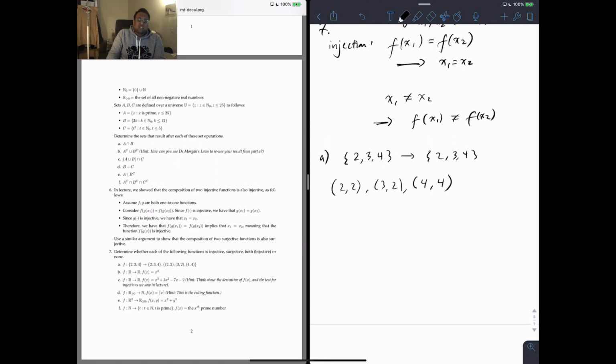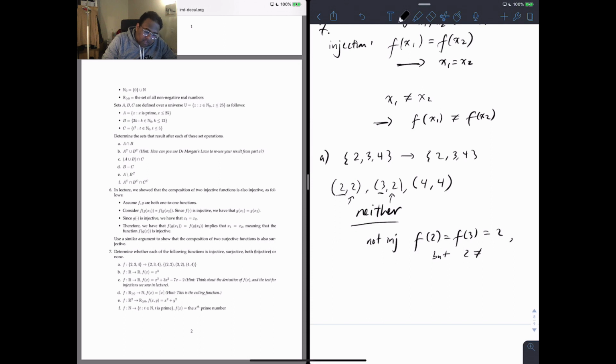So this function is actually neither an injection nor a surjection. Okay, it's neither. And why is that? It's not an injection because f of 2 is equal to f of 3. Notice they both point to 2. But last time I checked, 2 and 3 are not the same number.